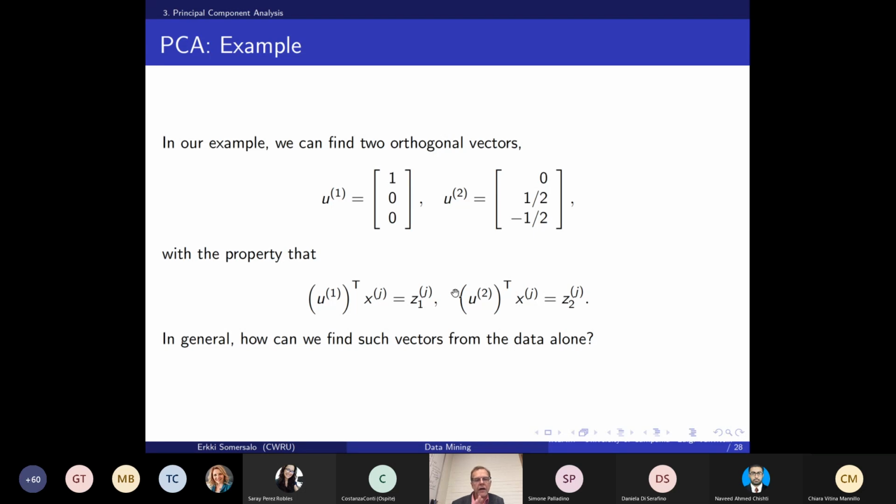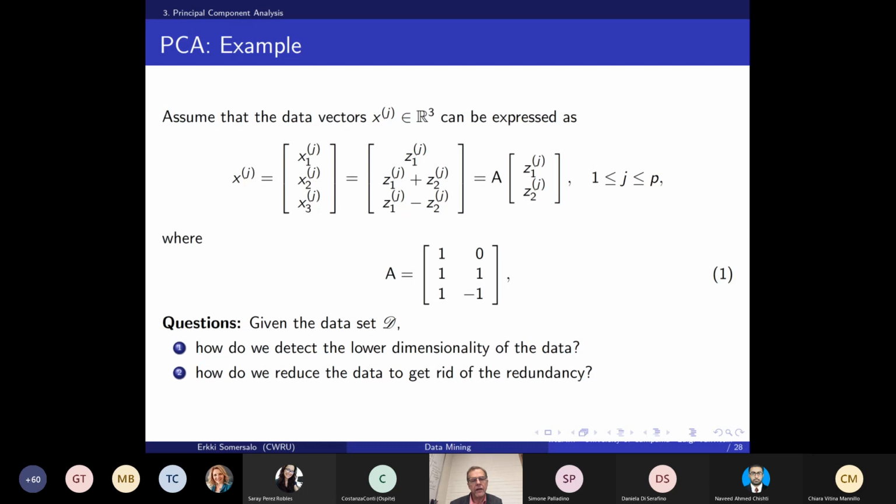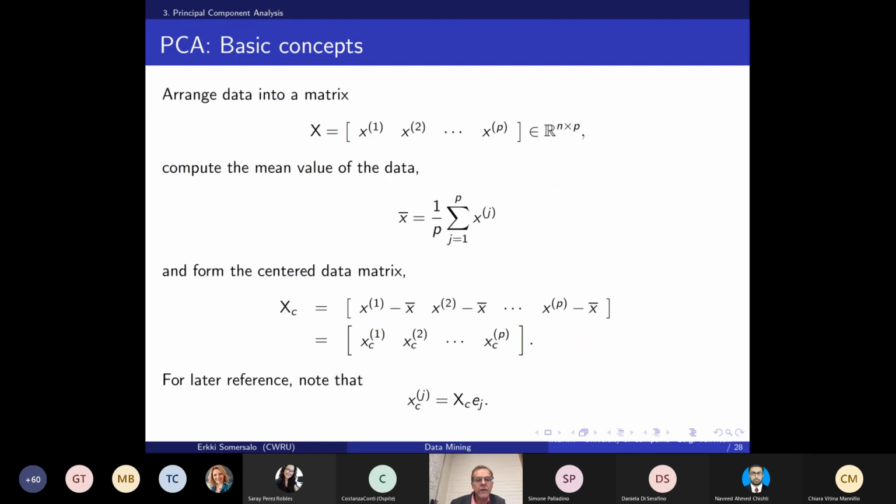So here I have the reduction scheme. I take this u1 and u2, and I'm just projecting my x in those directions, and I get the 2-dimensional data. But suppose I'm just given the data. How can I find u1 and u2 if nobody tells me that there is this matrix A? Principal component analysis will give you that information. This is a spoiler; I'm already telling you what the outcome is going to be. Let's see why this is the case.